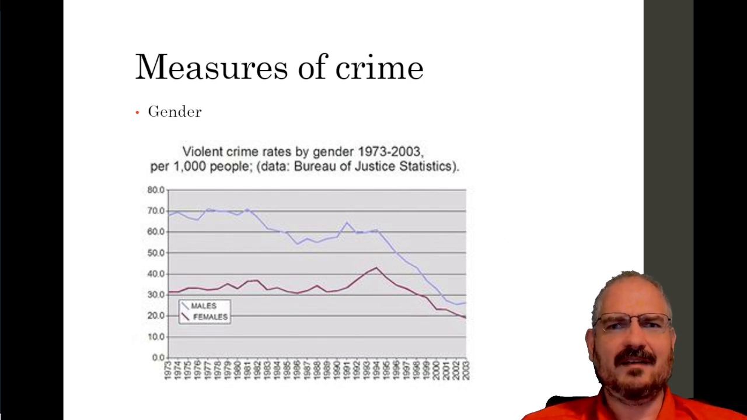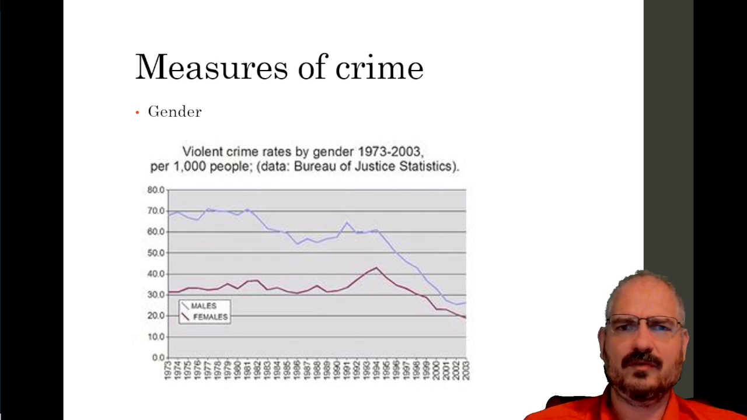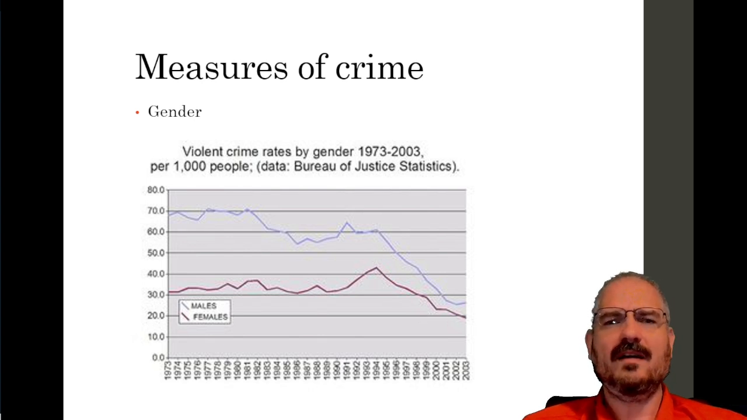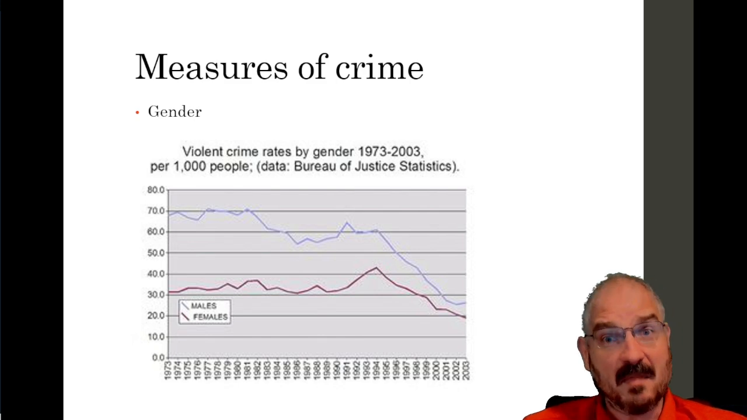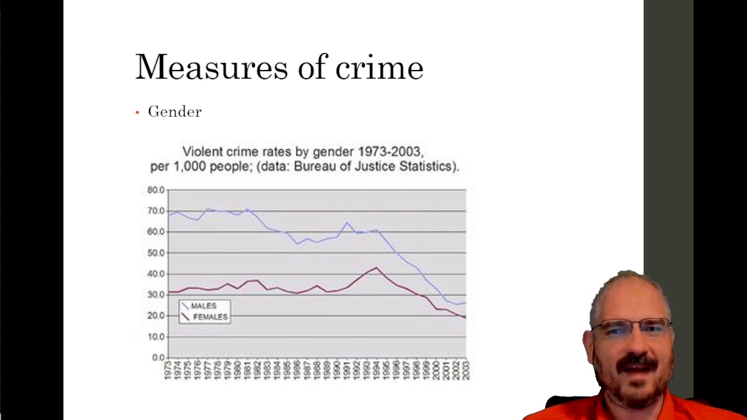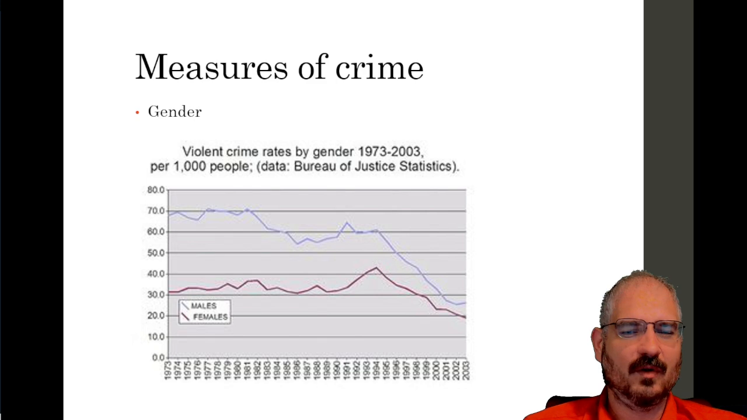Is it men getting less criminal or women getting more criminal? What's going on? What explanations for crime can account for this fact that A, men commit more crime than women, but B, that gap has now narrowed to probably at or near the smallest gap we've had since we started measuring this. Why?